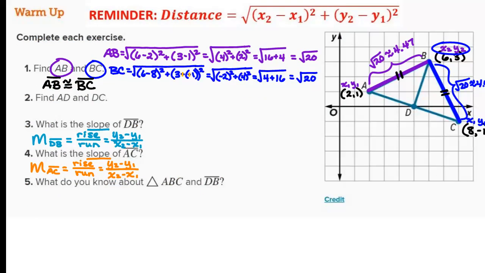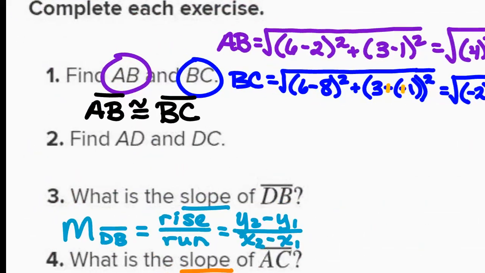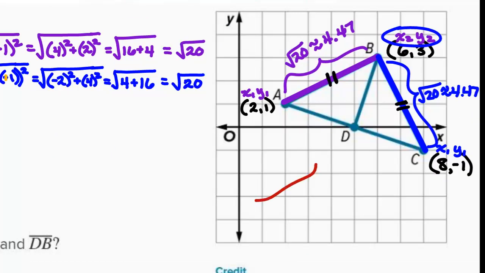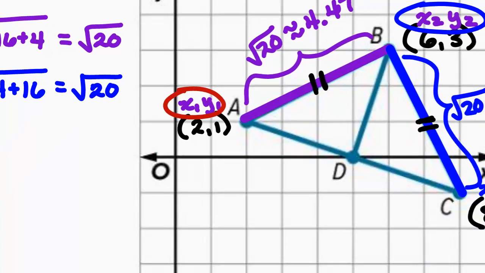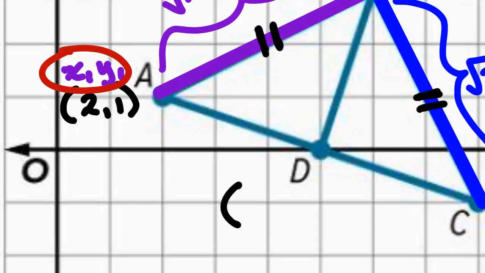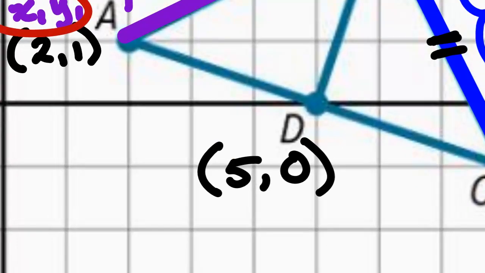All right, we need to find lengths now for AD and DC. I'm going to do AD in red. I already have the ordered pair for A, and I have it labeled as my (x1, y1), so I'm going to go ahead and leave that. The point D right here has the ordered pair (5, 0). It is 5 to the right, but did not go up or down at all. So that's going to be my (x2, y2).